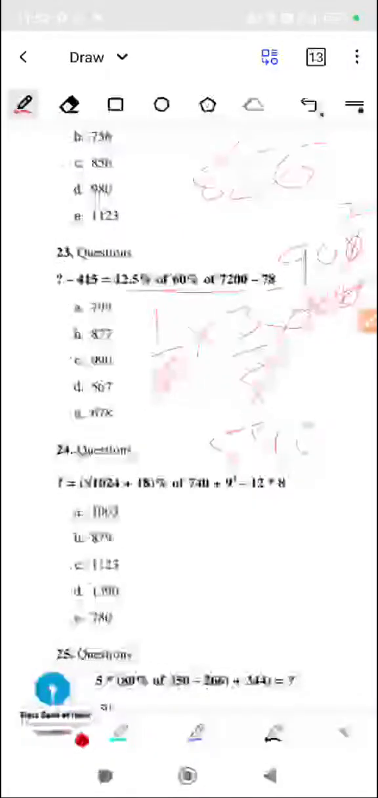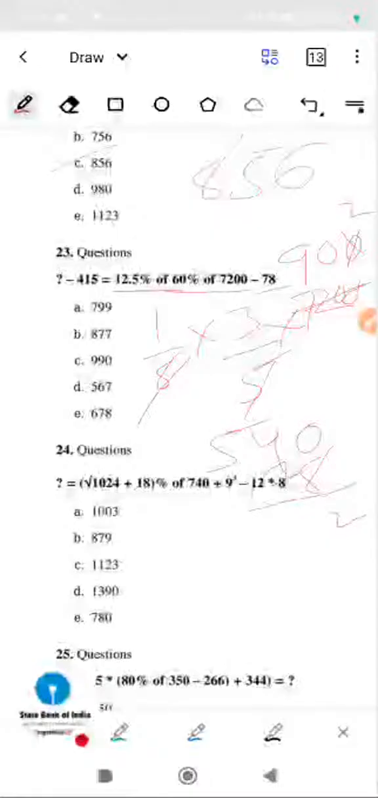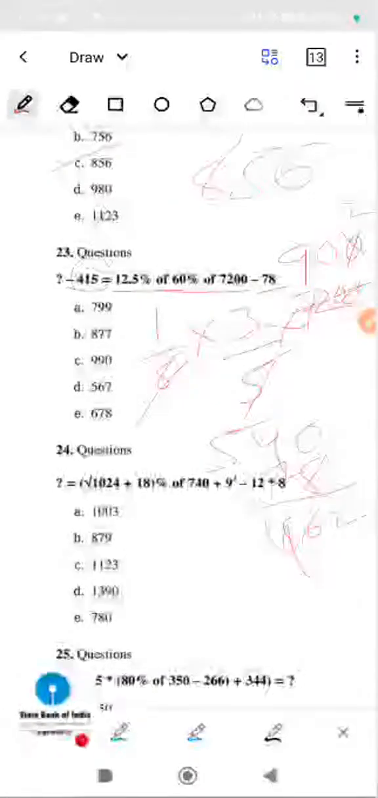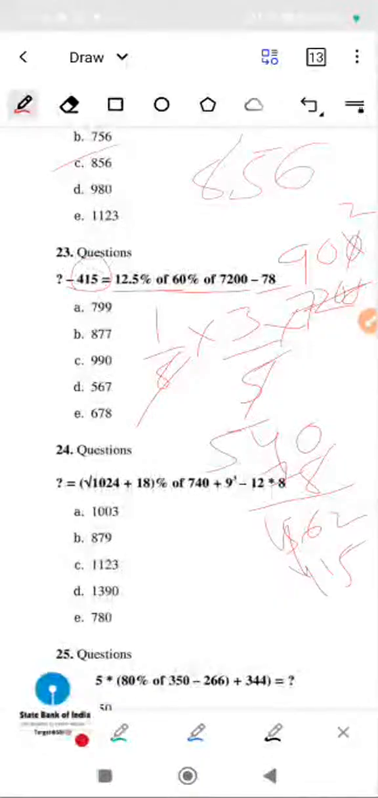540 minus 78. So totally we have 2 at the end, and this will be 3 plus 3, 6. 562, 462, 462, and this consistent with plus 415. So totally we have 877. 877. Option B is the answer for this one.